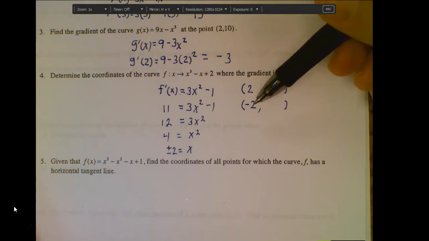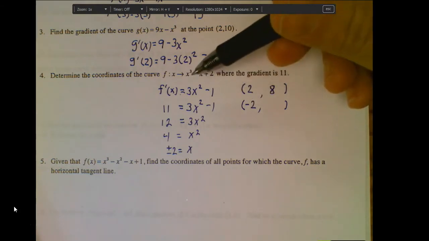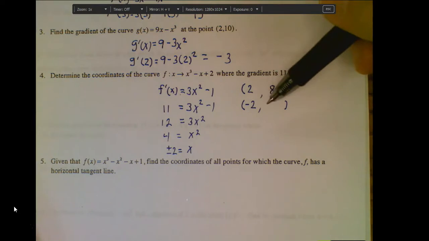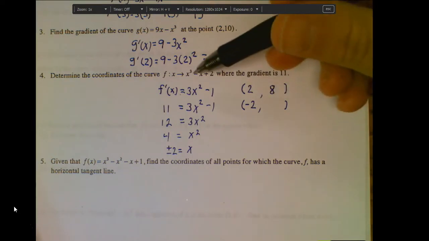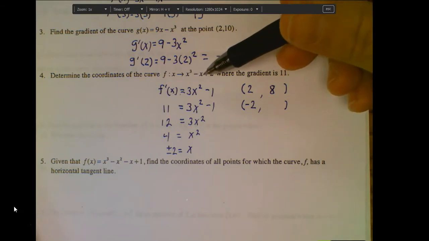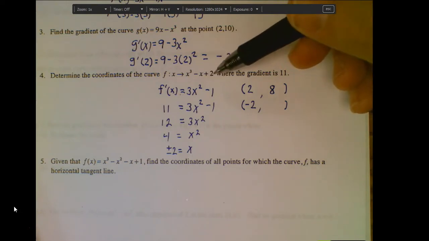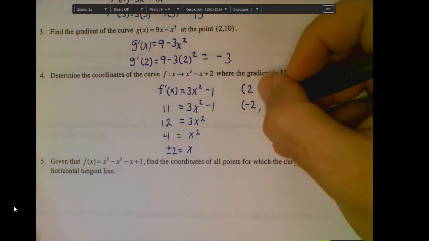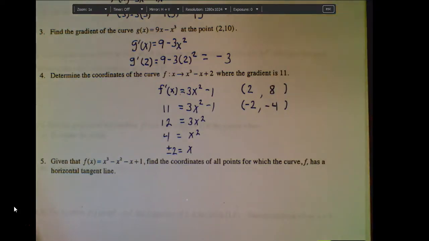So if I take my negative 2 and sub it back into the original function, since I'm looking for a y coordinate, negative 2 to the third is negative 8. Negative 8 minus negative 2, so that's like saying negative 8 plus 2 is negative 6, plus 2 is negative 4. So we had two different locations on this function where the gradient was 11.